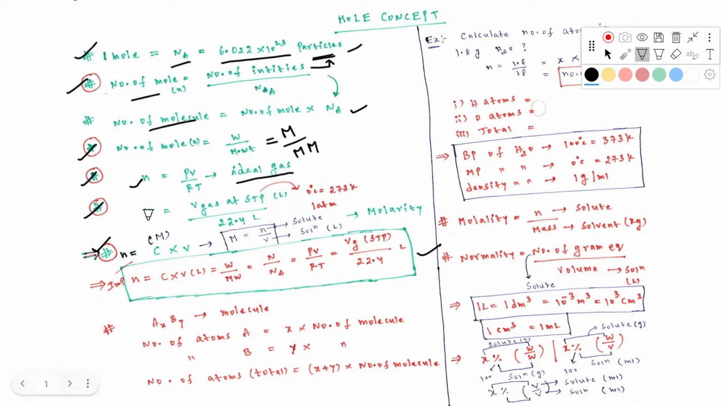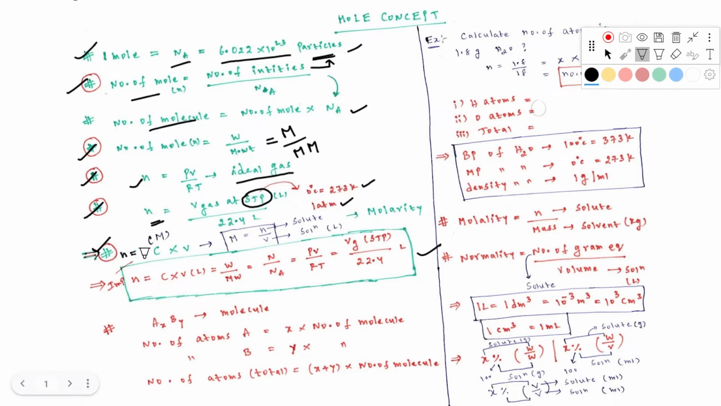Okay. So next formula, again number of moles equal to volume of gas at STP by 22.4. You have to take this volume in liters and this 22.4 obviously liters. Alright. So what is STP? STP is nothing but standard temperature and pressure. What is standard temperature? We know 0 degrees Celsius, that is 273 Kelvin, and this pressure is nothing but your 1 atmospheric pressure. Right?